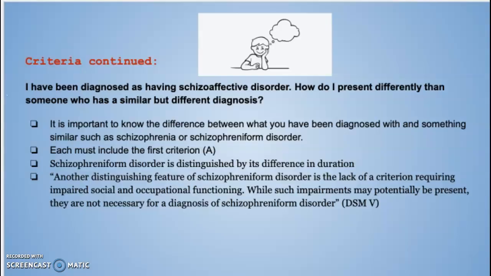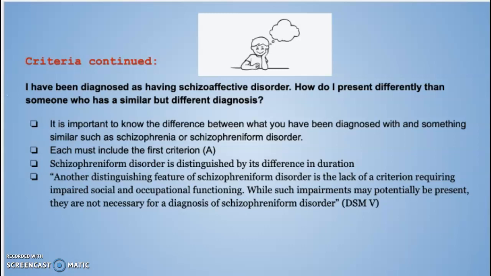I have been diagnosed as having schizoaffective disorder. How do I present differently than someone who has a similar but different diagnosis? It is important to know the difference between what you have been diagnosed with and something similar such as schizophrenia or schizophreniform disorder. Each must include the first criterion, A, which was previously stated. Schizophreniform disorder is distinguished by its difference in duration.